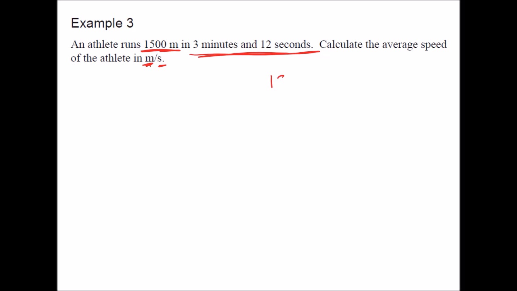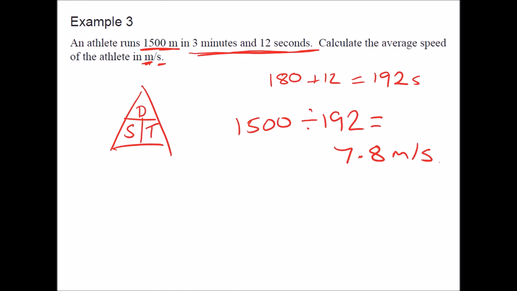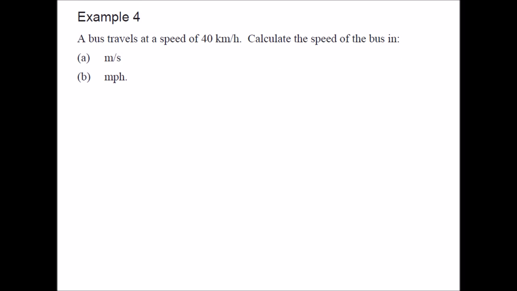So 3 minutes is 180 seconds, 3 times 60, plus this extra 12 on the end. We're dealing here with 192 seconds. So if I want to work out the speed, it's going to be distance divided by time, 1500 divided by 192, and that's going to do it. If I work that out, that is going to be 7.8 meters per second. Okay, on to the final example. Quite a difficult example, this one.